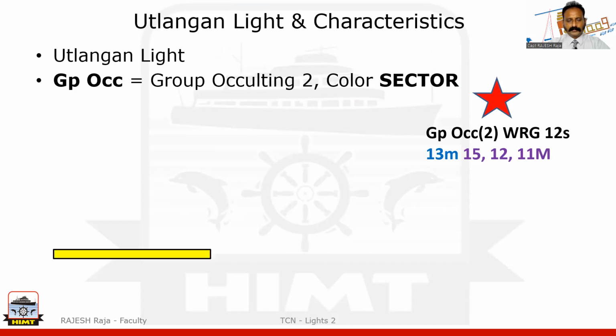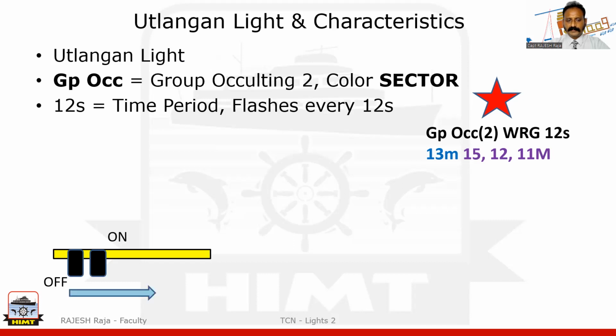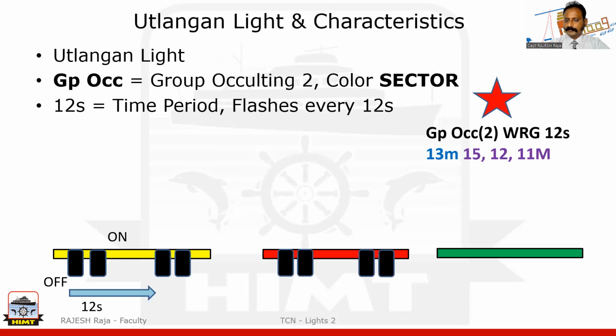So occulting means always that white light will be on and it'll just switch off shortly for 2 times. That is what is group occulting. And since the period is given as 12 seconds, this will get repeated again after 12 seconds. This is the white sector. So what will happen to the red sector? Red light is always on, group occulting 12 seconds. Green light is always on, group occulting in 12 seconds.